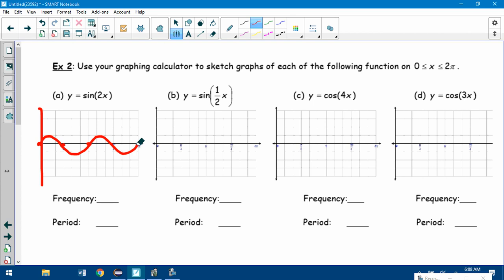One cycle is right here, because one cycle of sine is up, down, and back. So frequency, remember, we talked about it's the number of cycles between 0 and 2 pi. So this one has a frequency of 2. The period is the length of one cycle, and we said that one cycle had a length of pi.